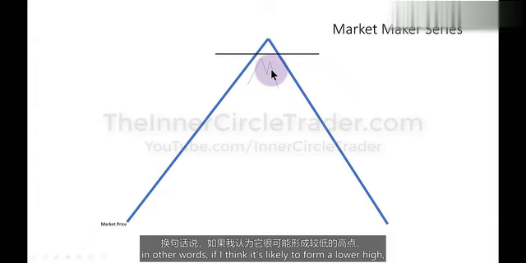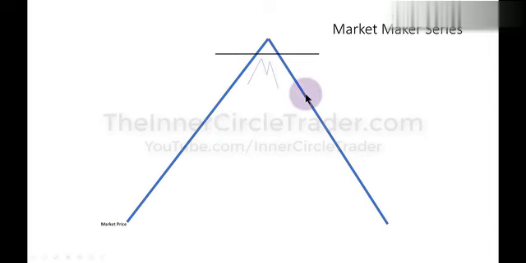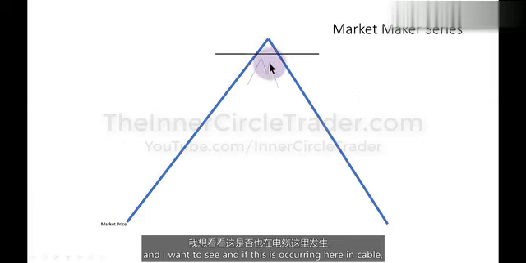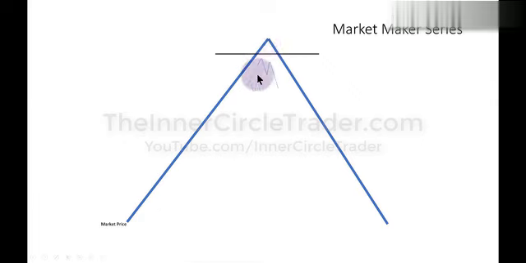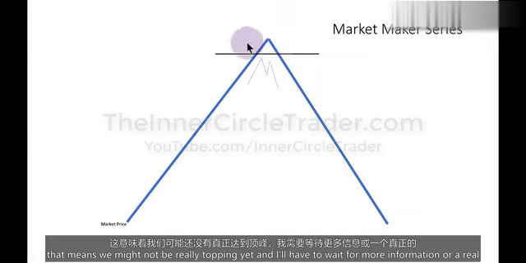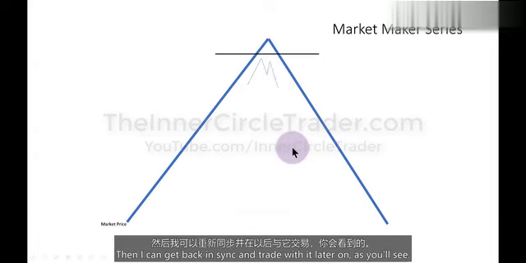So in other words, if I think it's likely to form a lower high, then my attention will go to a correlated market. Like, again, if this is assuming pound dollar, I'm going to be really watching euro dollar, and I want to see, and almost demand, that it's a higher high in euro. Now, if it creates a higher high in cable and it creates a higher high in euro, that means we might not be really topping yet, and I'll have to wait for more information or a real strong breakdown, and then I can get back in sync and trade with it later on, as you'll see.